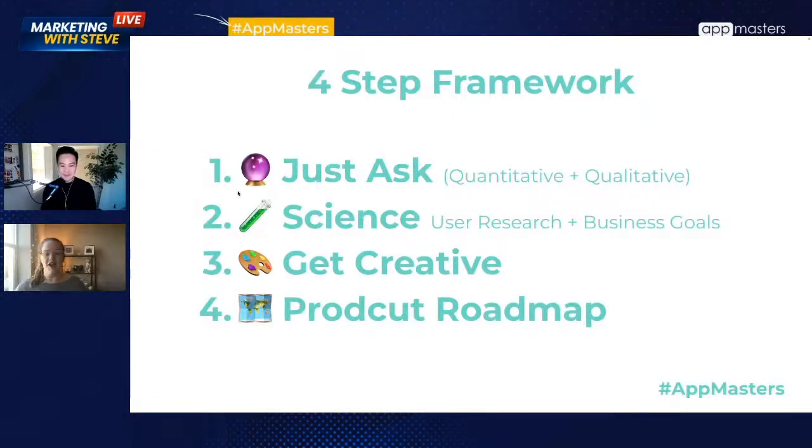All right. So I've got a four-step framework that I use, and I've got some nice, easy emojis here to help you remember. So the first thing that you want to do is just ask. So often we're like, what feature should I build? Which is most important? Which one should we do first? How should the feature look? Guess what? If you have users, or even if you don't have users yet, you have a target audience and they know what they want.